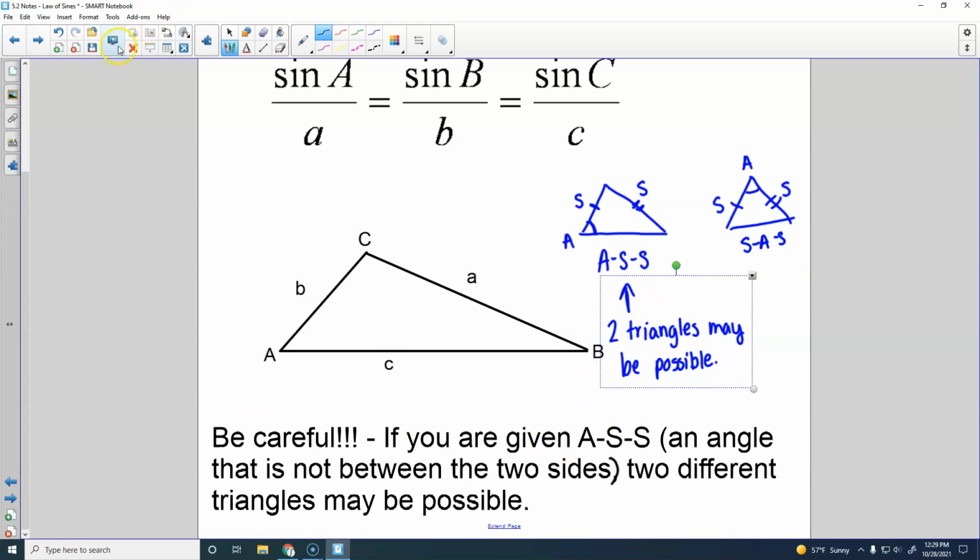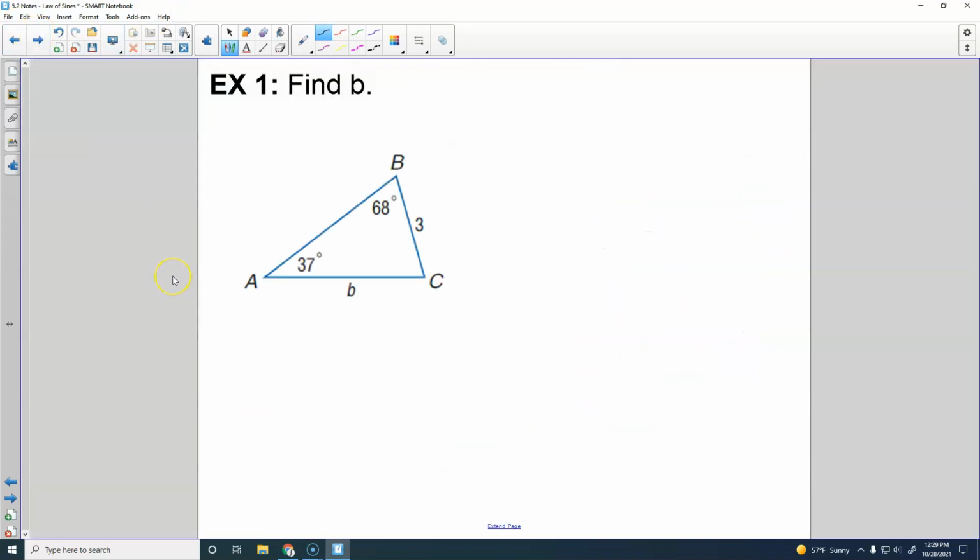So what we're going to do when we're given a problem is we are first going to decide if we have angle side side and even need to worry about it. All right. So in this problem, I've got two angles and one side. So I've got angle, angle, side. So I do not have to worry about the ambiguous case. So here's a smiley face because I can just do law of sines. I don't have to worry about anything.